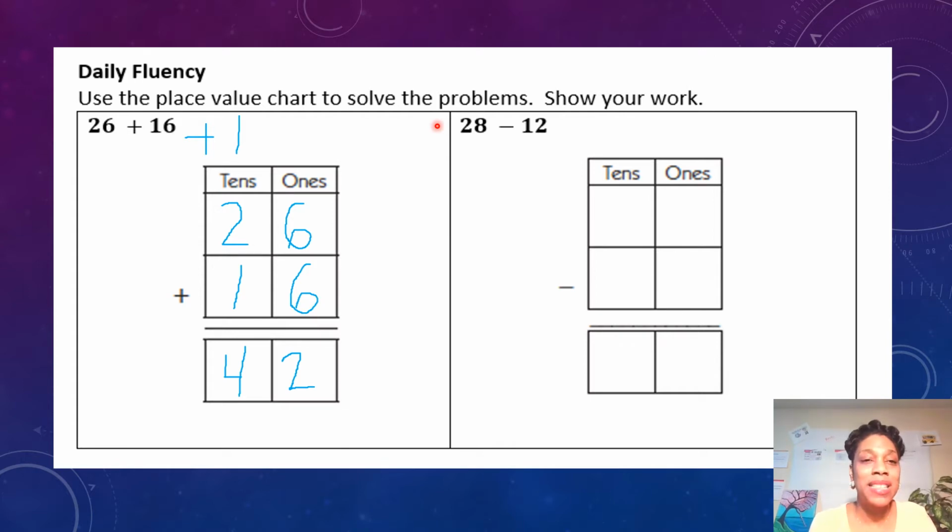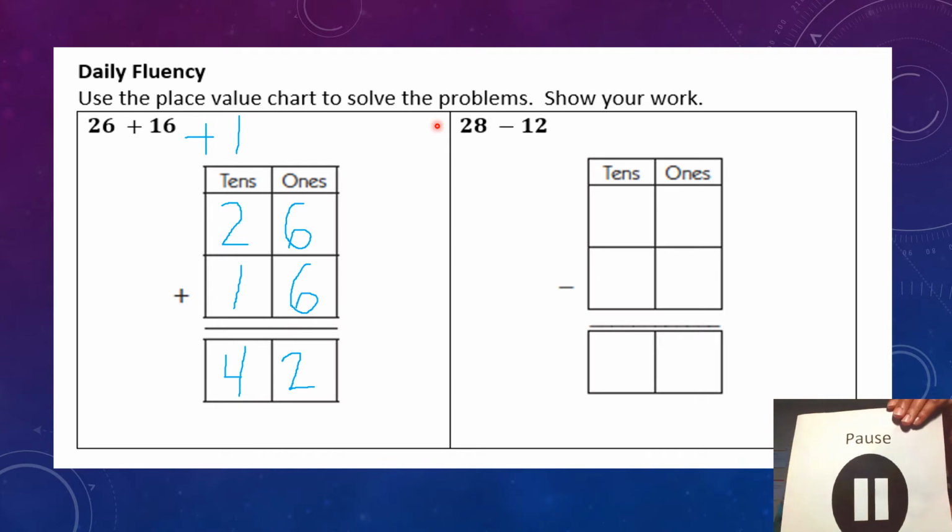All right, now I want you to move over to the next problem, 28 plus 12. I want you to press the pause button and work on it on your own. Please press pause.